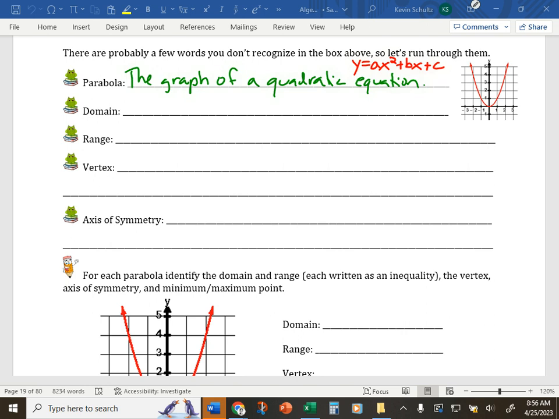The graph of a quadratic equation is going to be either a U opening up, a smiley face, or a frowny face opening down. The domain, you've seen that word before. Remind me what a domain is. It's all the x values in the relation. The range, you've seen that one before as well. The y values in the relation.